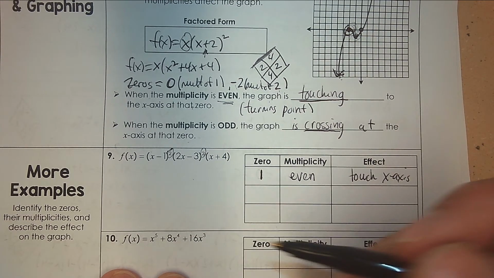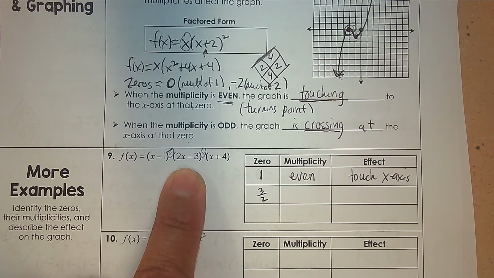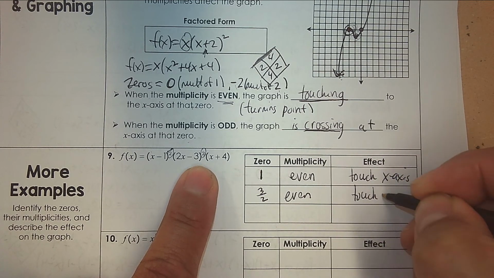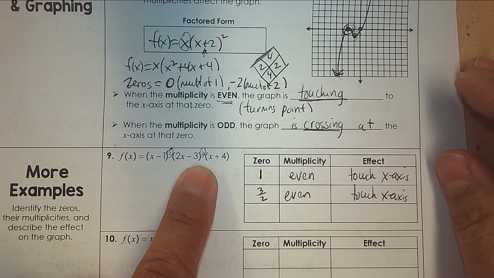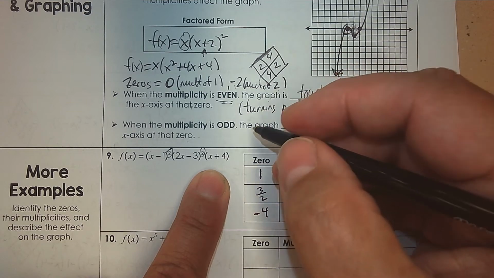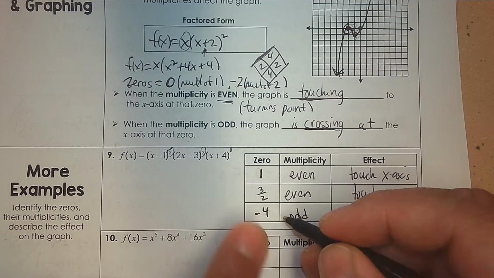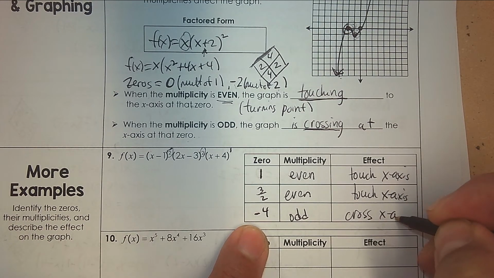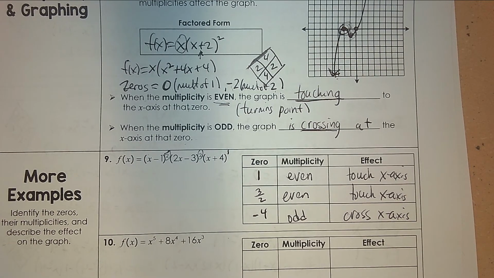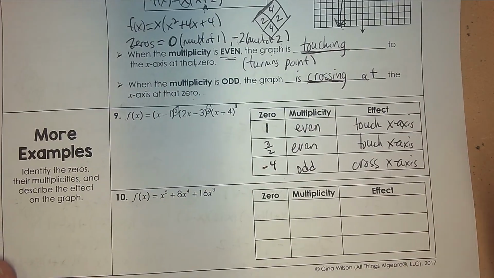Look at the next one. Remember, it's not just positive 3, but we have to divide by 2. What's the exponent, even or odd? And what does that mean? Again, it's going to touch the x-axis and not cross over. How about the last one? It's just negative 4. I don't see an exponent on the outside. Well, the exponent you don't see is 1, and 1 is an odd number. So at negative 4, it's going to cross the x-axis. This is going to help us when we're graphing and understanding how the graph and the equation relate to each other.